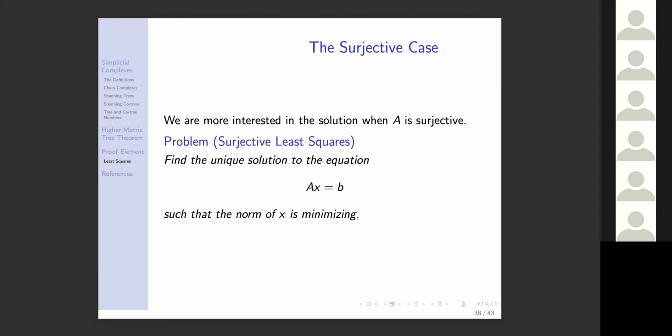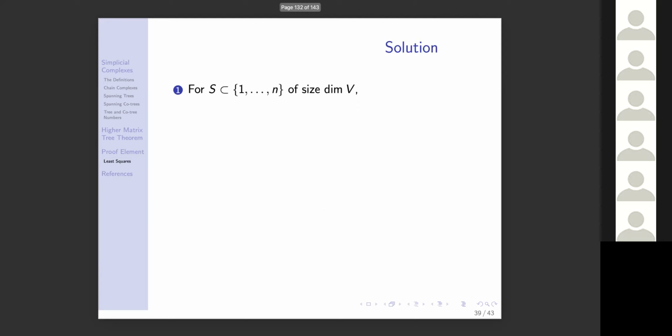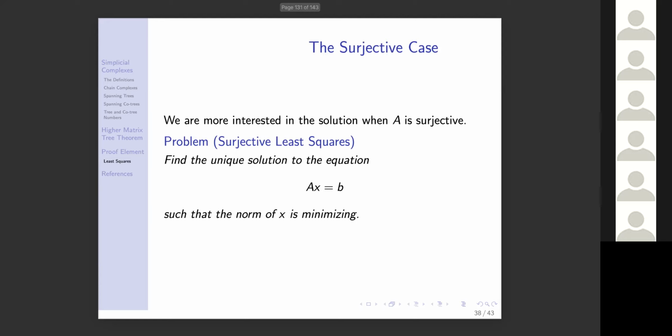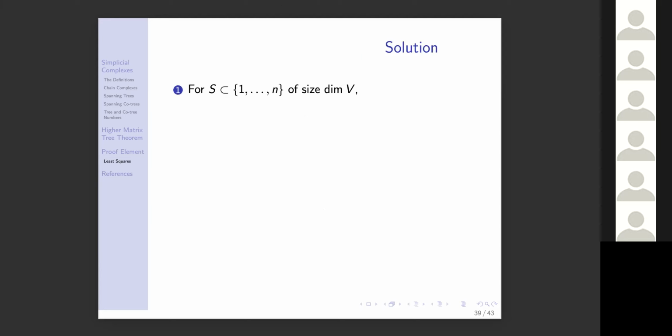Okay, so I'm looking for a solution x which has minimal norm. So here's how you solve this equation. Let's choose a subset of the numbers 1 through n. n was the dimension of the domain of our linear transformation, right? Remember, A is a surjective homomorphism, so the dimension of V is at most n itself. It's not larger than n, right?